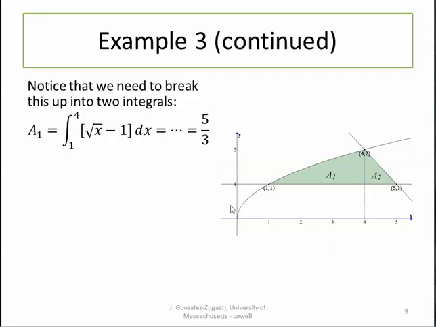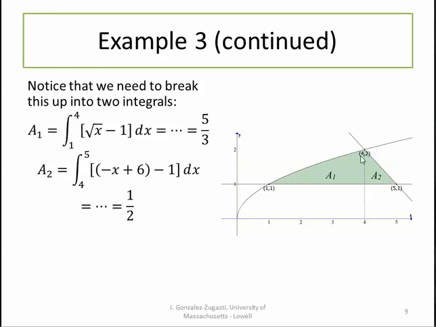So my first area, we'll call this leftmost piece, goes from x equals 1 to x equals 4. So those are our limits of integration. And then it's our top function, which is the square root of x, minus our bottom function, which is y equals 1. If you evaluate this integral, you'll get that it's equal to 5/3.